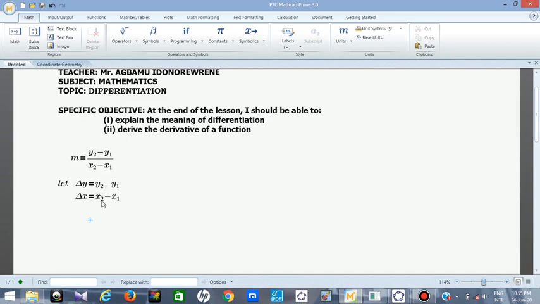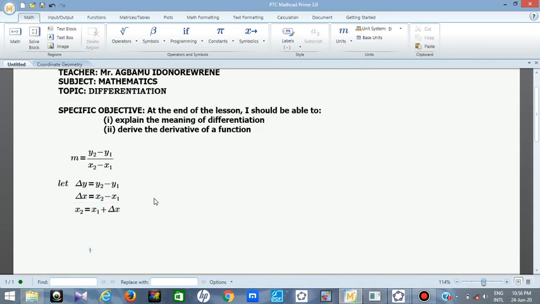But let me make x2 the subject of this expression here. If I make x2 the subject here, I'm going to have x2 equal to x1 plus delta x. Okay, so you have this now.